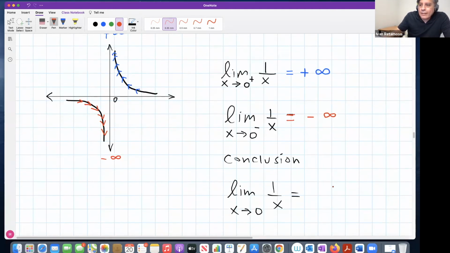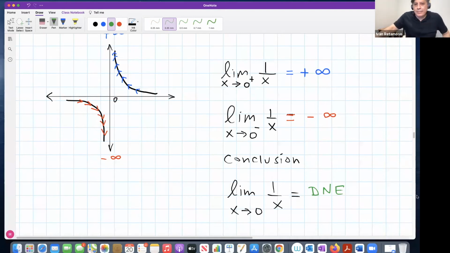Conclusion. Notice, from the right, I'm going to positive infinity. From the left, I'm going to negative infinity. They are not the same, just like an example I showed you before, right? On one hand, you're going up. On the other hand, you're going down. No convergence. This means that this has to be DNE. Does not exist, right?